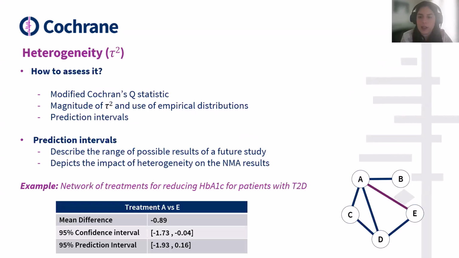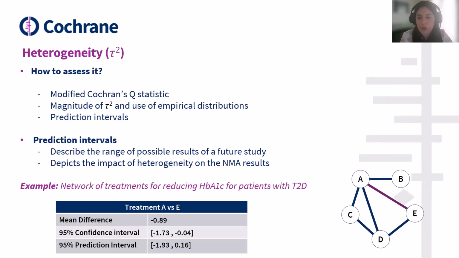To assess heterogeneity in a network meta-analysis, we can use the modified Cochran Q statistic to test for its presence. However, note that in network meta-analysis, this captures both inconsistency and heterogeneity. The magnitude of heterogeneity, which can be denoted with tau square, can also be obtained and interpreted using empirical distributions from networks with similar context.